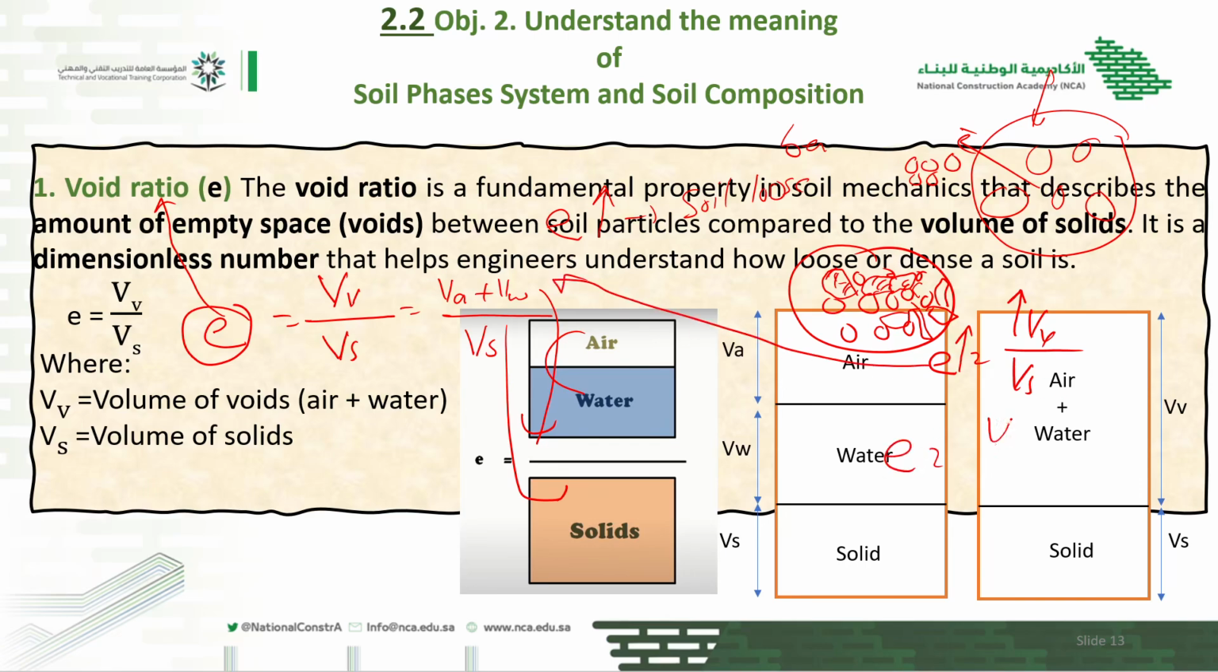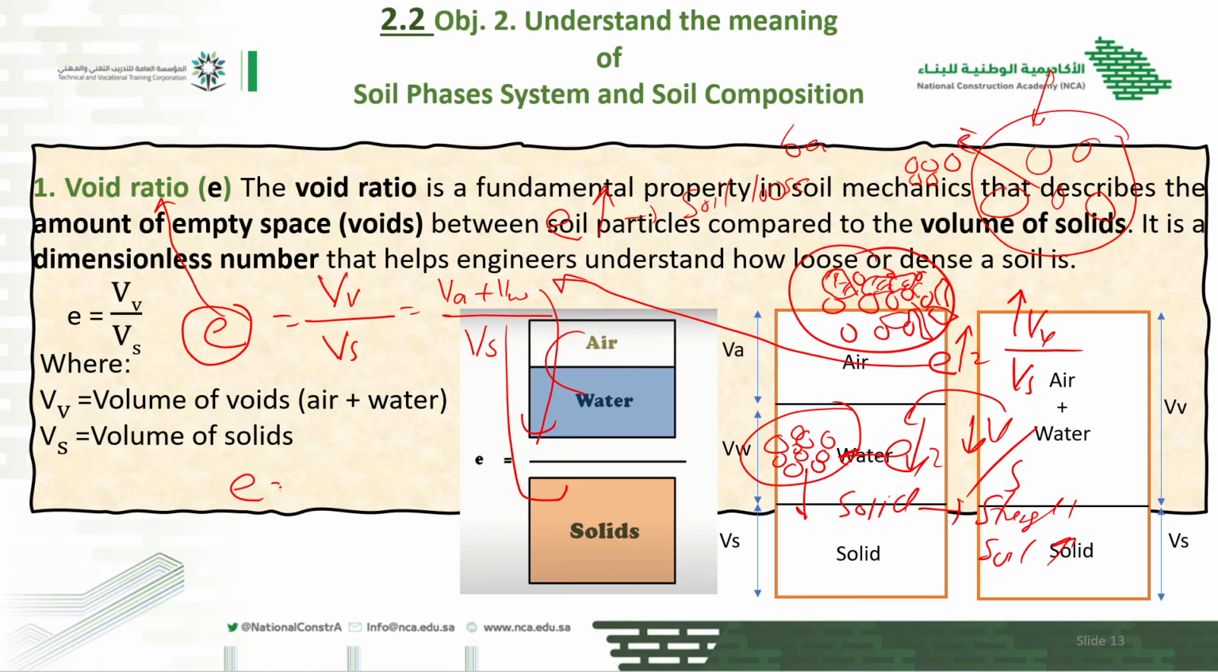Now, if e is equal to Vv divided by Vs, and the voids are less, it means the void ratio is less. It is a direct relation, as we discussed in the previous video. If the void ratio is less, the voids between the particles are less. When the gap between the particles is less, it means solid is more. When solid is more, the strength of the soil is more.